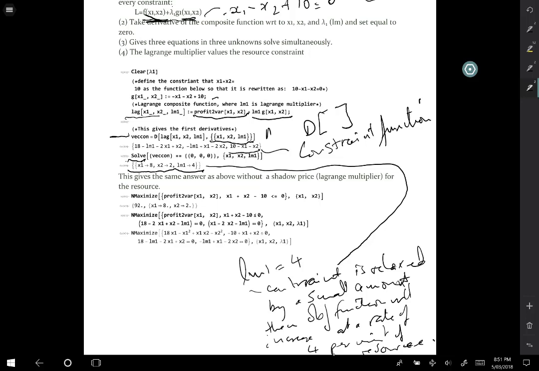So this is just to remind you that it can be solved by nmaximize. That completes part 3.